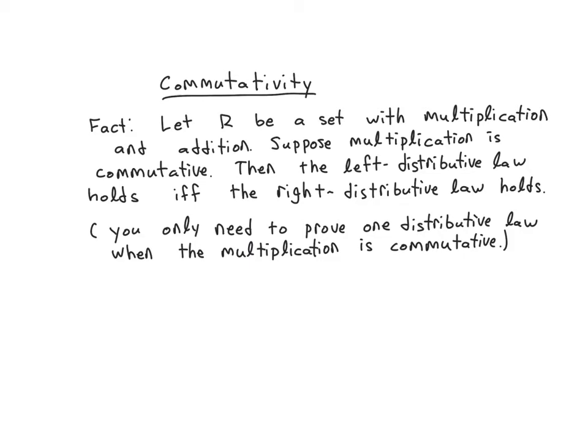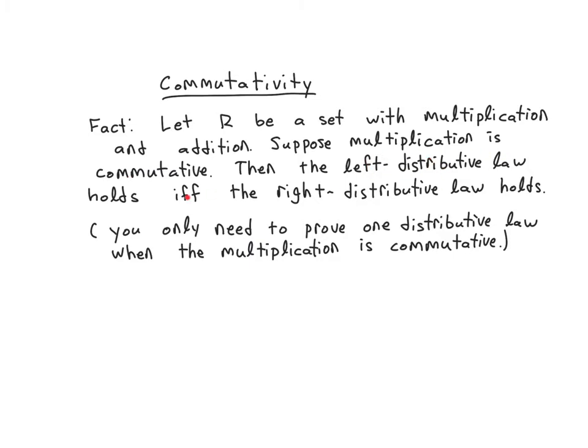For the rest of the video, I'm going to talk about other properties a ring might have, and in those cases, which axioms you still need to check. So here's the thing about commutativity. Suppose you've got multiplication and addition. Suppose multiplication is commutative.